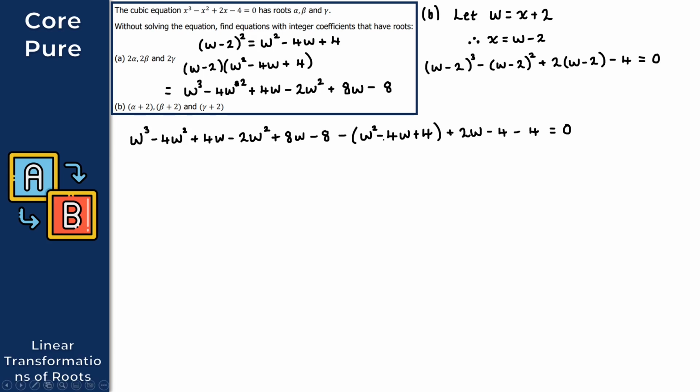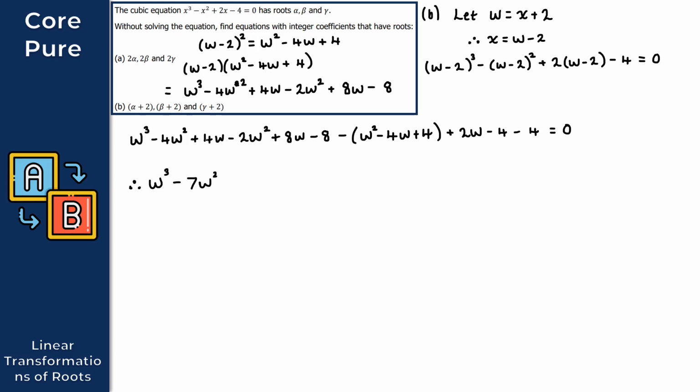Okay. And then at this point, it's just a matter of simplifying, so collecting like terms where we can. So what have we got here then? I've got 1w cubed here. I can't do anything with that, so we get w cubed. Okay. I've got minus 4w squared here. I've also got minus 2w squared. So that's minus 6w squared. And we've got one more minus w squared here. So in total then we get minus 7w squared.